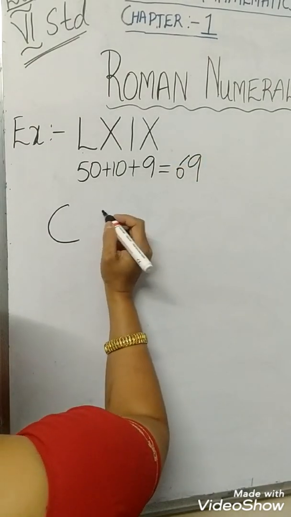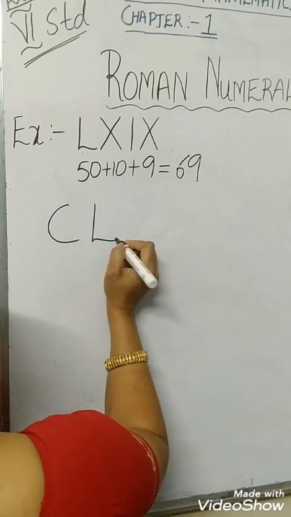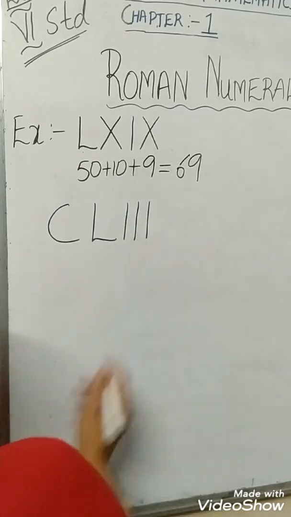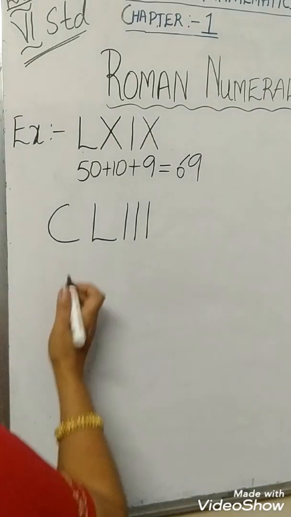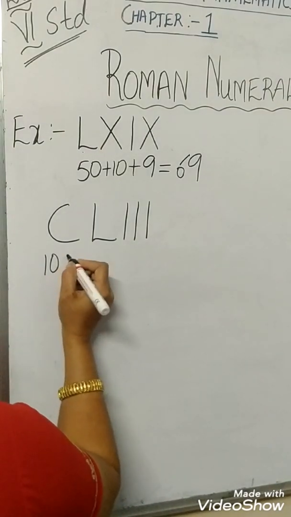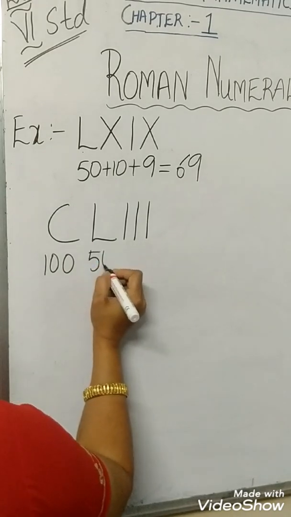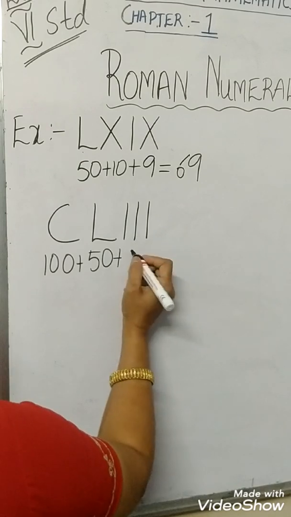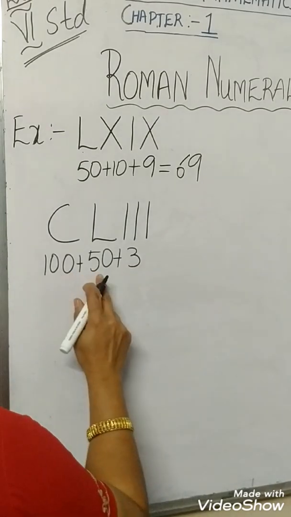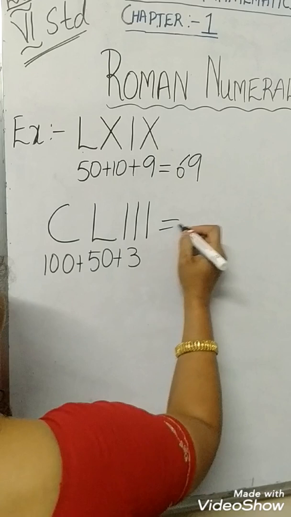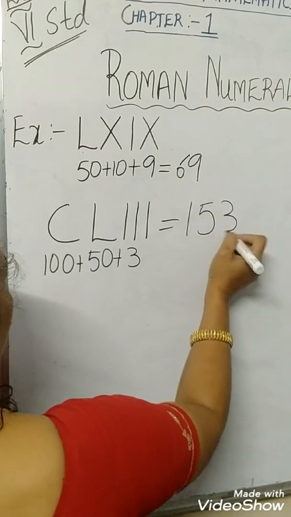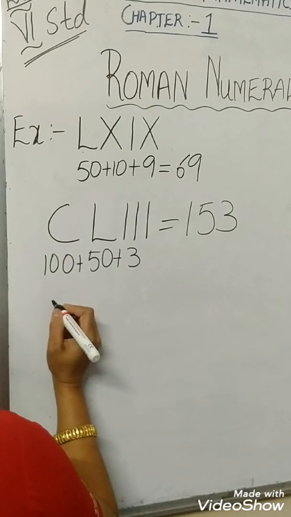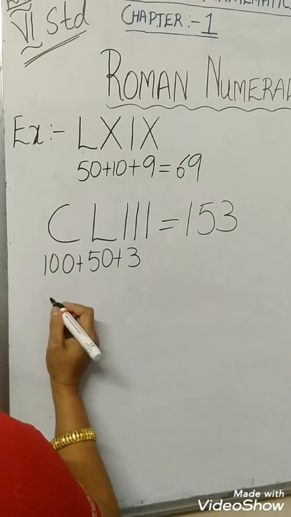Shall I tell you another example? C, L, I, I, I. Can you tell how to write this? C is 100, L is 50. Adding up. Here it is 1 plus 1 plus 1, it is 3. So it is 153.